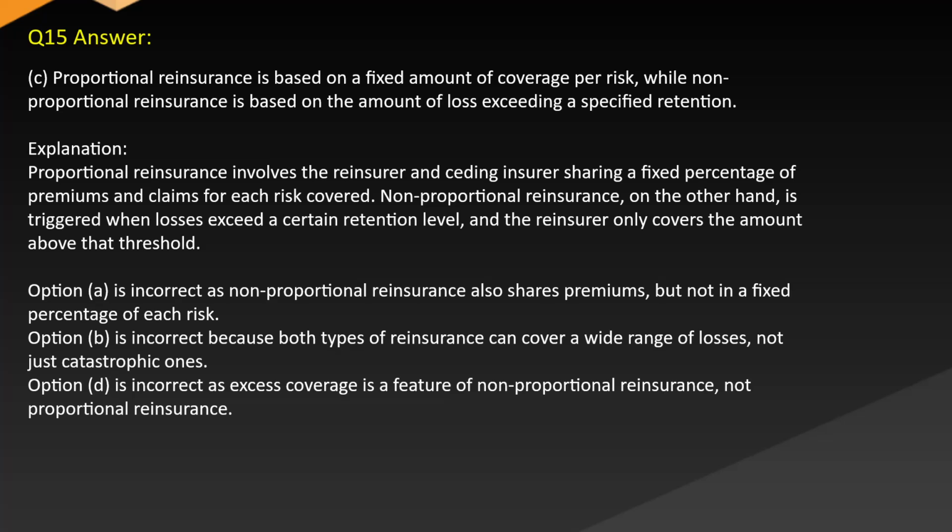Option A is incorrect, as non-proportional reinsurance also shares premiums, but not in a fixed percentage of each risk. Option B is incorrect because both types of reinsurance can cover a wide range of losses, not just catastrophic ones. Option D is incorrect, as excess coverage is a feature of non-proportional reinsurance, not proportional reinsurance.